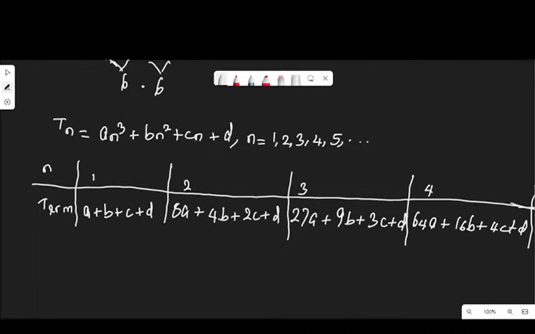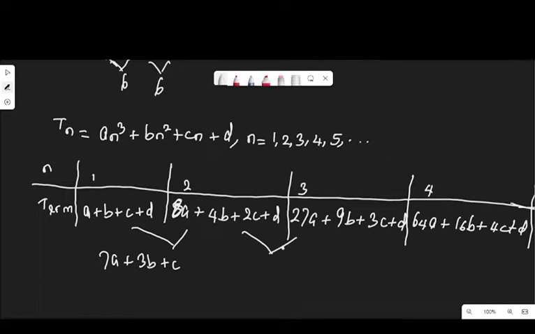Now, just like we took their differences there, we'll do the same thing. If I subtract this from this, d minus d is gone. Let me start from the first term. 8a minus a is 7a, plus 4b minus b is 3b, and 2c minus c is c. d minus d is gone, 0.